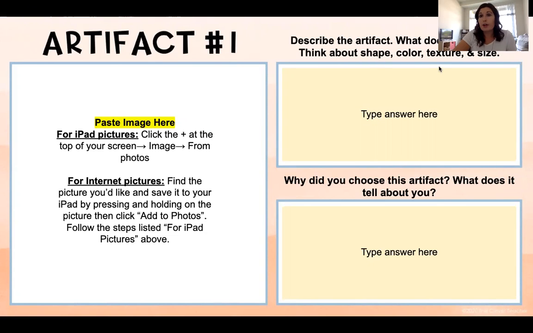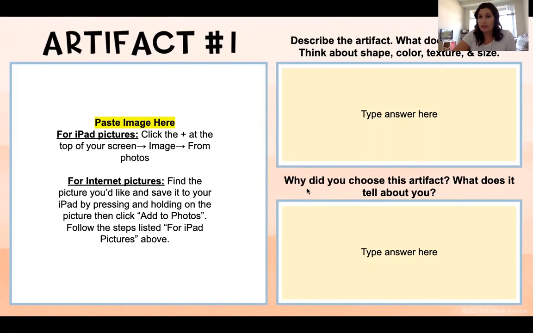Now, there are 2 parts of questions that you're answering. The first one, describe the artifact. What does it look like? Think about the shape, color, texture, and size. You will type your answer to those questions in this top box.